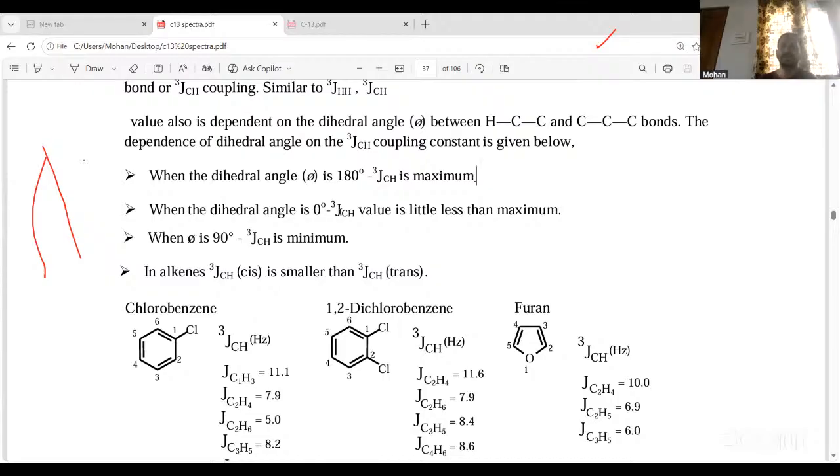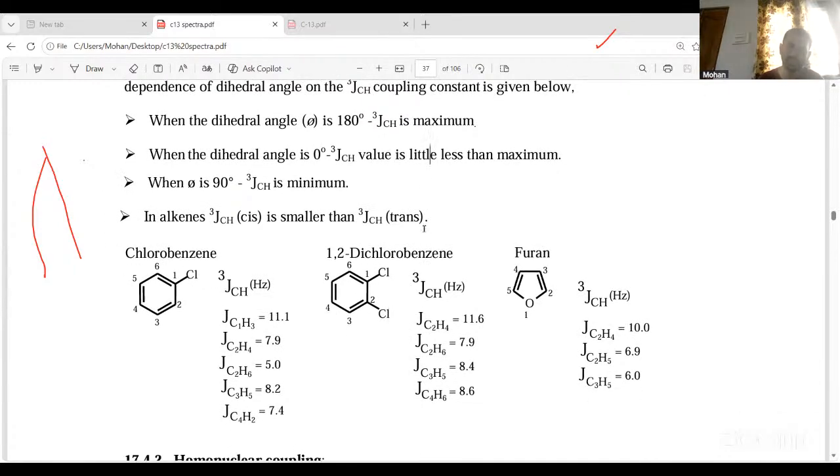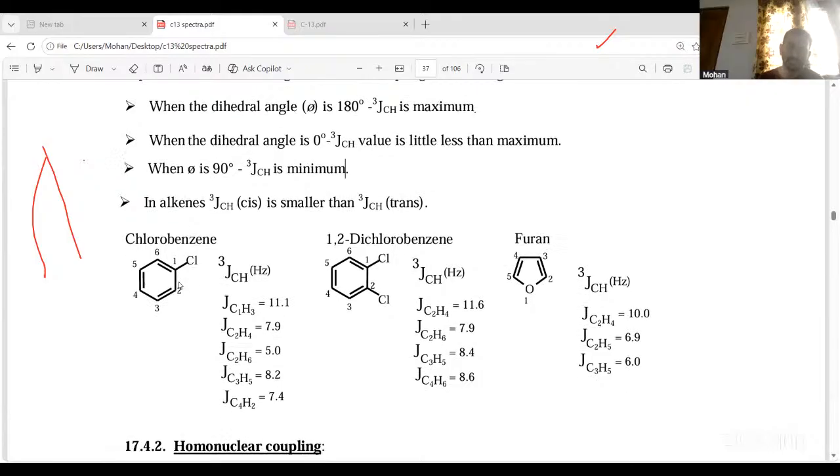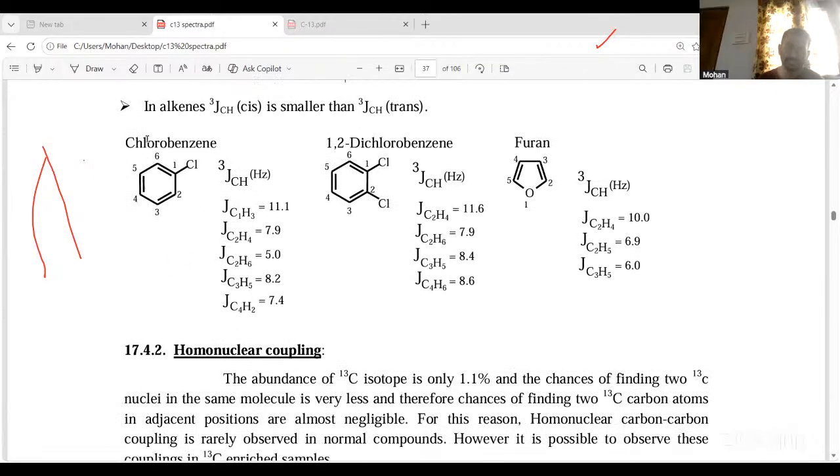Next, when the dihedral angle is zero, the J value is less than the maximum value. Zero dihedral angle means both are overlapping here, where the atoms are overlapping. Next, the dihedral angle is 90 degrees here. Then it is minimum. Okay, so here you see the example of these substituted benzenes.